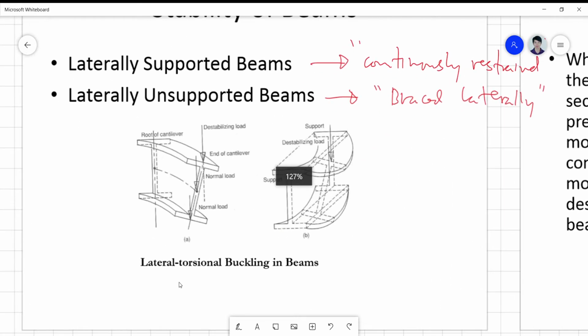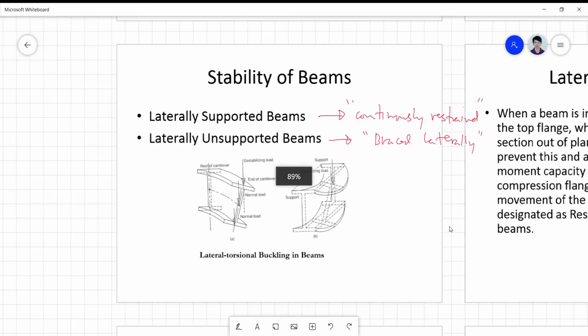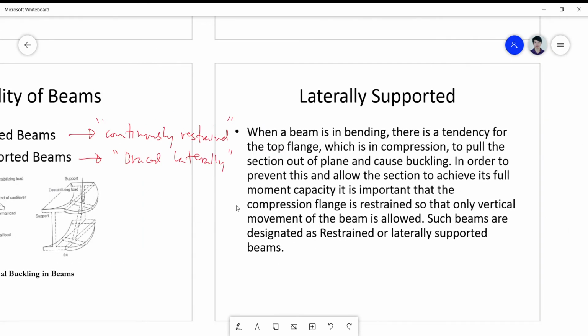So again, we are preventing here lateral torsional buckling. So a little bit of side and a little bit of twisting. So the definition for laterally supported is when a beam is subject to bending, there's a tendency for the top flange in compression to pull the section out of plane and cause buckling. In order to prevent this and allow the section to achieve its full moment capacity, it is important that the compression flange is restrained so that only vertical movement of the beam is allowed. So a continuously restrained beam is called a laterally supported beam.